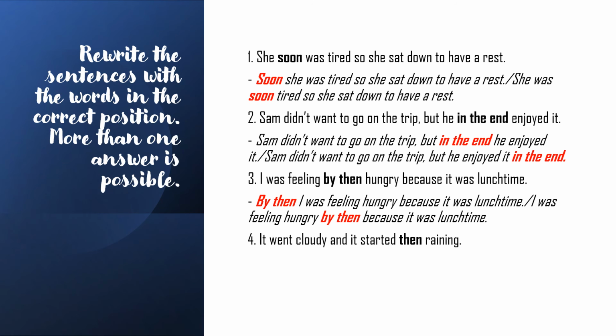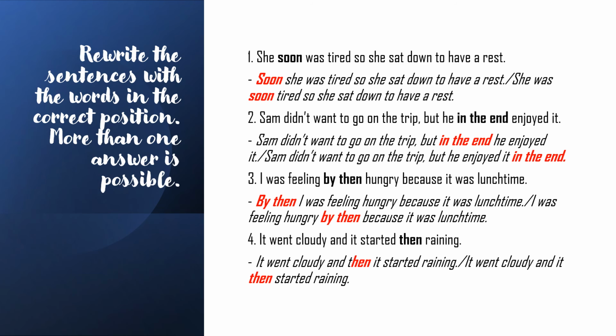Sentence number 4. It went cloudy and it started then raining. Suggested answers are: it went cloudy and then it started raining. Or it went cloudy and it then started raining.